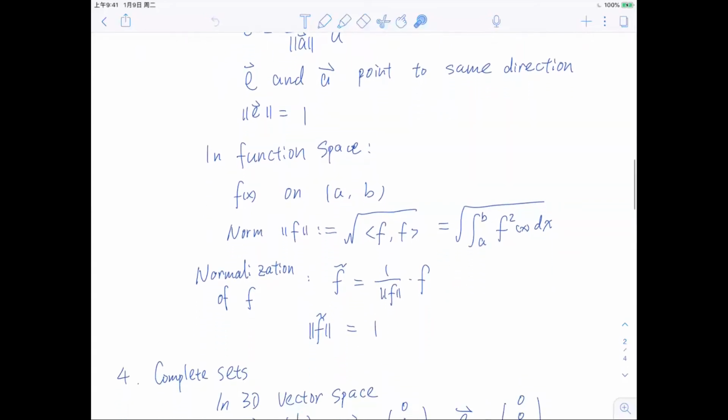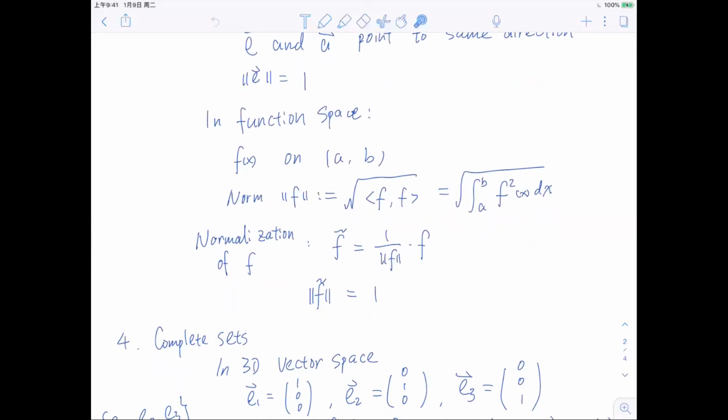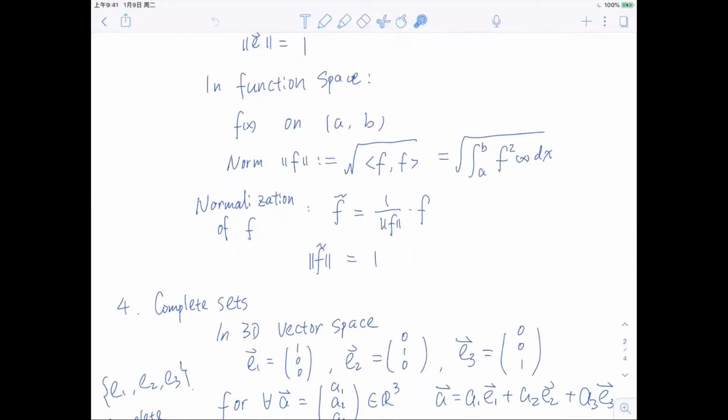In function space, things are similar. Since in function space we have previously defined inner product, we can similarly define the length of the function, or in this case we call it the norm of the function, to be the square root of the inner product of f with itself, which is the square root of the integral from a to b of f squared. And the normalization of f is f tilde equals 1 over the norm of f times f. And the good property of f tilde is that its norm equals 1.